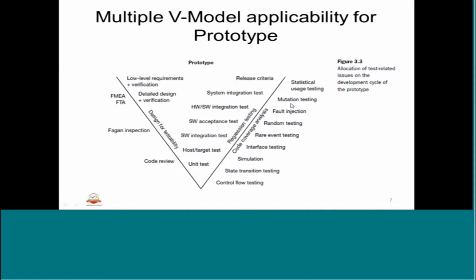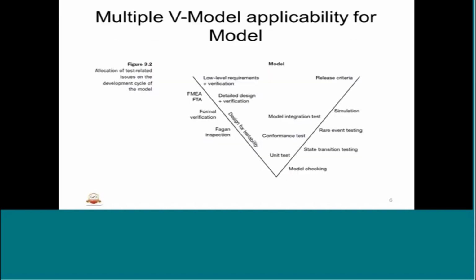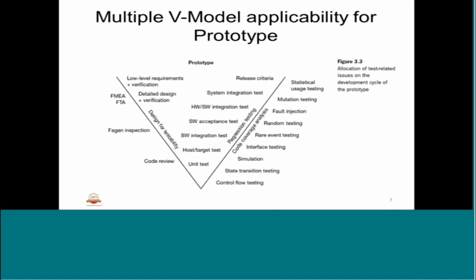Statistical usage testing, mutation testing, fault injection, data testing, rare event, interface testing, simulation, state transition testing, control flow testing. So on the right hand side is all about the techniques that we apply for this prototype. This is an example of prototype V model when it comes under applicability under multiple V model life cycle.